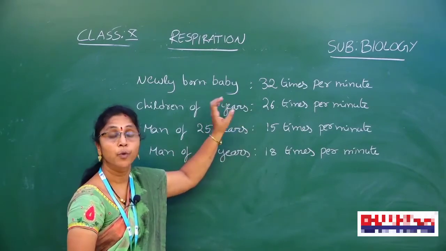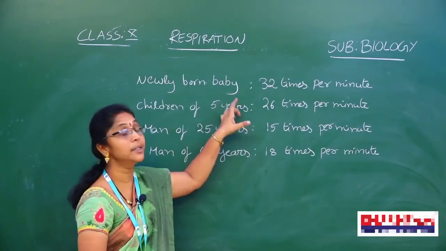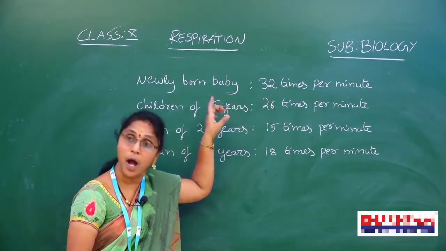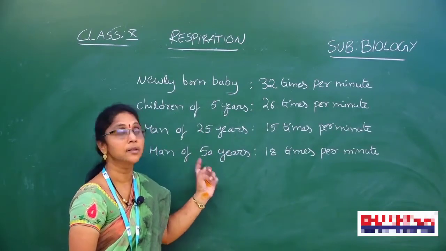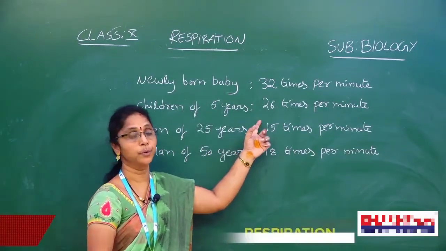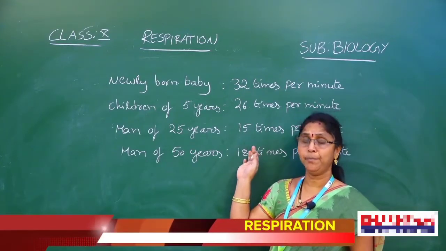Because more metabolic activities occur in the cell, the breathing rate and heartbeat are higher here compared to other ages. In a newly born baby it is even higher. Up to now, we discussed respiration in plants.